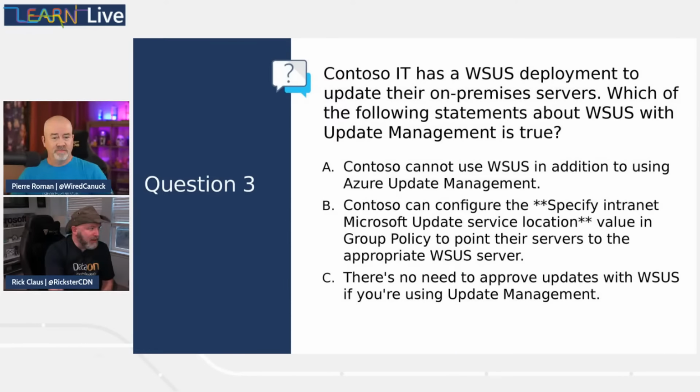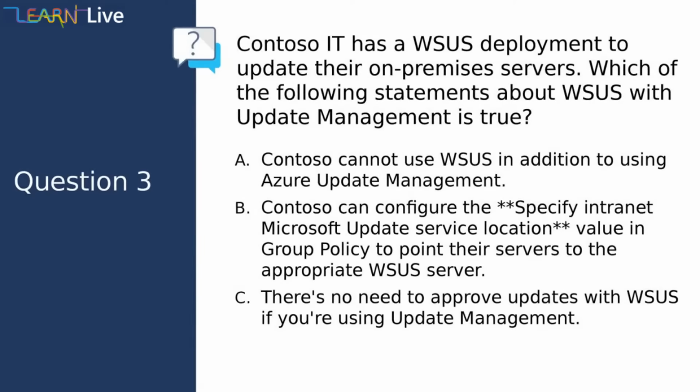Now the interest here is we obviously talked about WSUS at the very beginning. Yep. You mentioned that you have to configure stuff using group policy as one option, and it uses the update agents on the local boxes. That's right. And so using our process of elimination that we've done before, we know that A is not going to be the answer because it says you cannot use WSUS. That's obviously incorrect if we told you at the very beginning that you can use WSUS in some way, shape, or form. B is a possibility. C, there's no need to approve updates with WSUS if using update management.